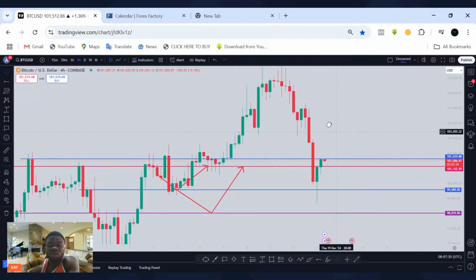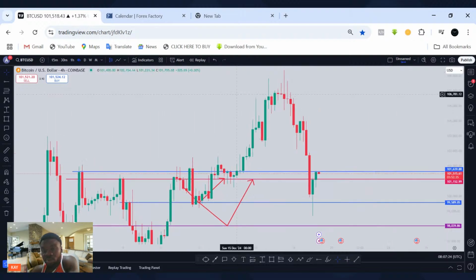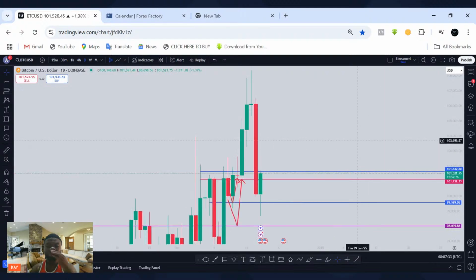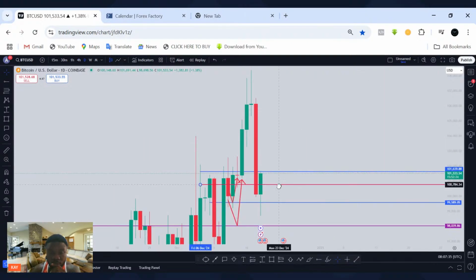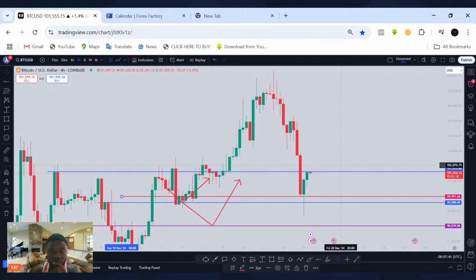So Bitcoin has also fallen to 100,000, 101,000. Bitcoin has also fallen. Yeah, so you see, okay. So the chances that it will continue up is very high.